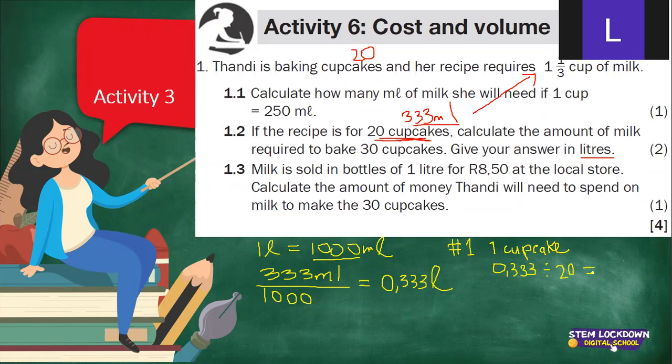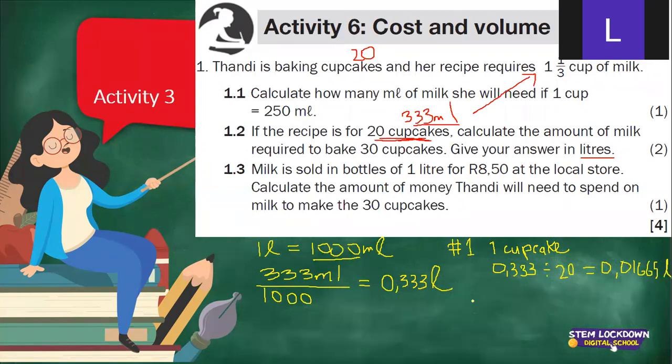Okay, let us work through that together. I don't have much time, learners, today. I think I was a bit slow. So tomorrow I'll work quite fast. Divided by 20, right? So for one, it will be 0.01665 liters, right? For one, right?